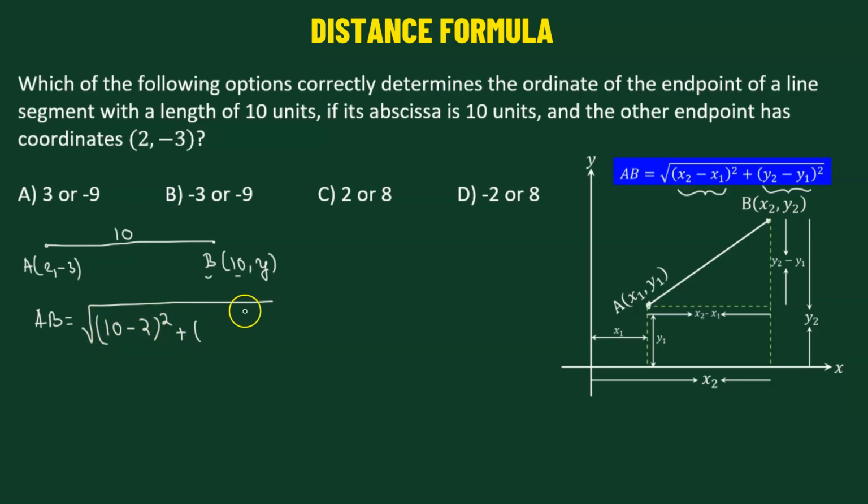This will be added to the difference of the y coordinate. So we'll start with the y coordinate of B, so that's simply y, and from it subtract the y coordinate of A, so that's -3. So we have negative of -3, making it +3. So square it. Now AB, that's given here that this is 10.